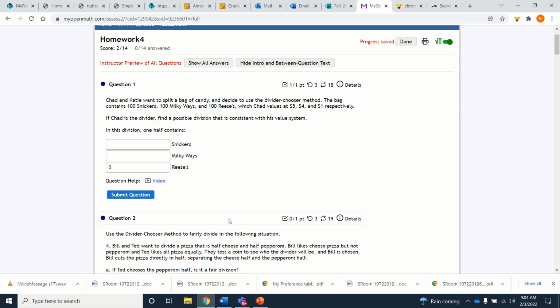Chad and Katie want to split a bag of candy and decide to use the divide-or-chooser method. The bag contains 100 Snickers, 100 Milky Ways, and 100 Reese's. And Chad values each bag at $5 for the Snickers bag, $4 for the Milky Way bag, and $1 for the Reese's bag. If Chad is the divider, find a possible division that is consistent with his value system.